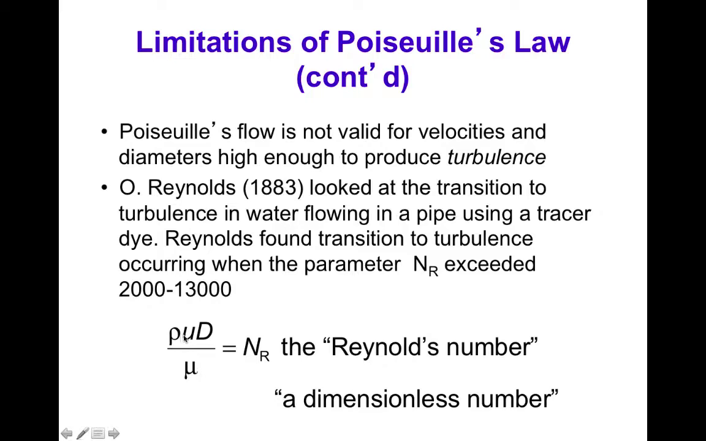Rho is the density, u is the characteristic velocity, d is the characteristic dimension, so the diameter of the tube in a tube flow, and mu is the viscosity. And this dimensionless number, as it gets larger, turbulence becomes more likely. The point at which turbulence occurs is called the transitional Reynolds number.